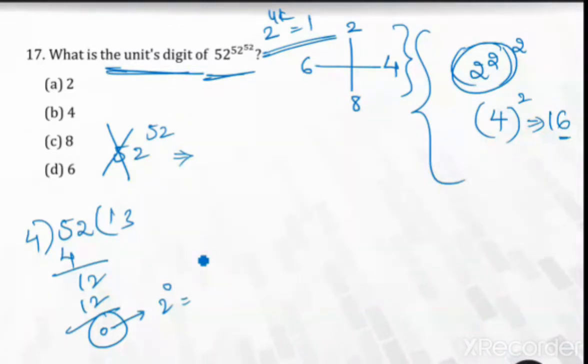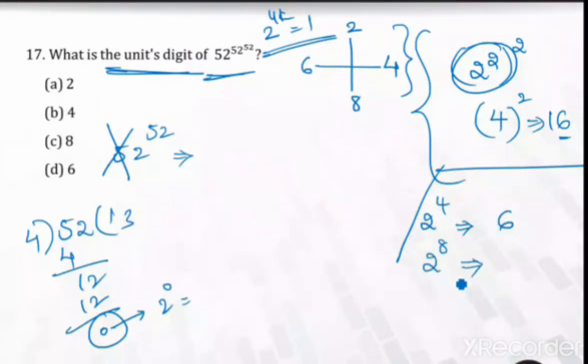What about 2 power 8? 6. Excellent. Yes, you can calculate like this: 2 power 5, 2 power 6, 2 power 7, 2 power 8. But here he is asking 2 power 52. If I calculate like this, up to 9, 10, 11, up to 16, it will take too much time in the exam.